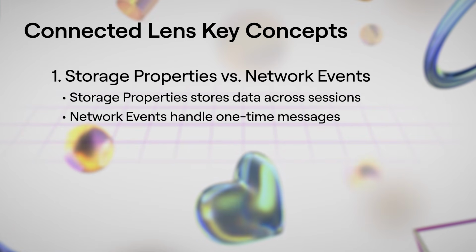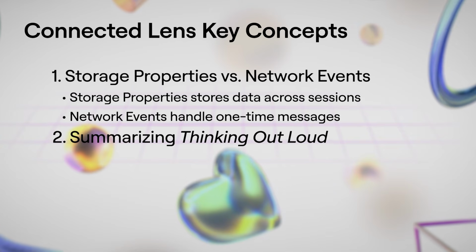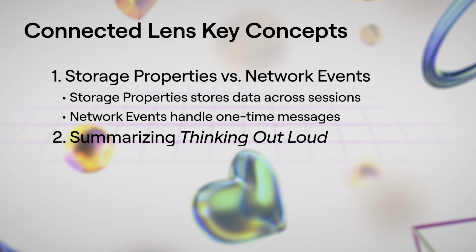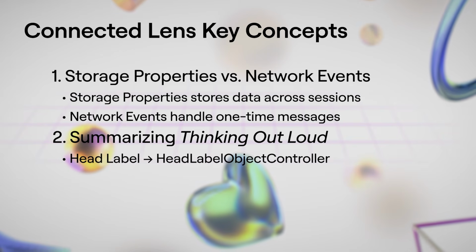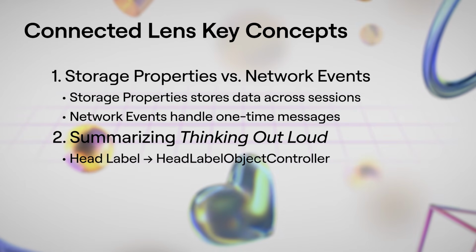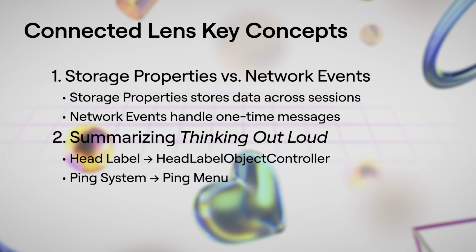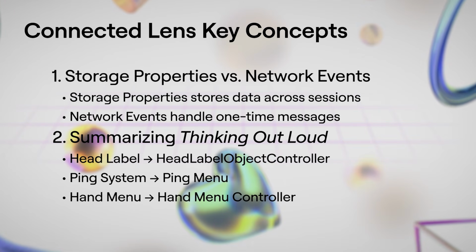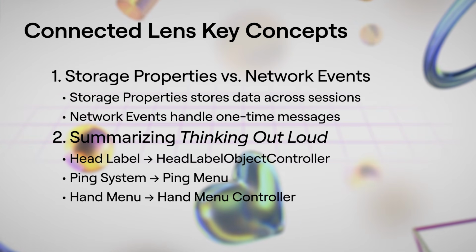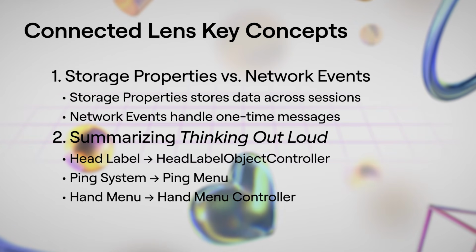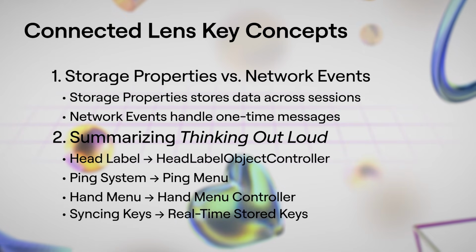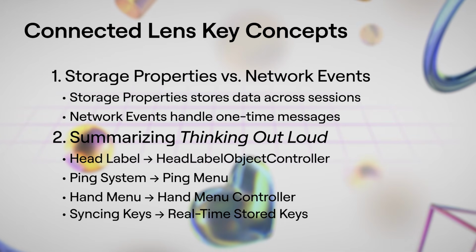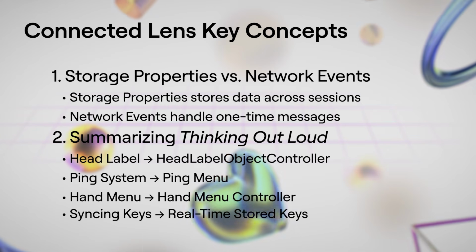I think it would be very helpful to understand in these terms and summarize very quickly what is happening in this project. Let's suppose that you have a board with component, purpose, and key file. The head label handles user status and display, and the key file is head label object controller. The ping system, which handles connection requests, is handled by the ping menu. The hand menu, which handles the settings interface, is handled by the hand menu controller. And finally, syncing keys and data structures is handled by the real-time store keys. So you might know that this is pretty much the structure that you want to have if you are building a project of this kind.